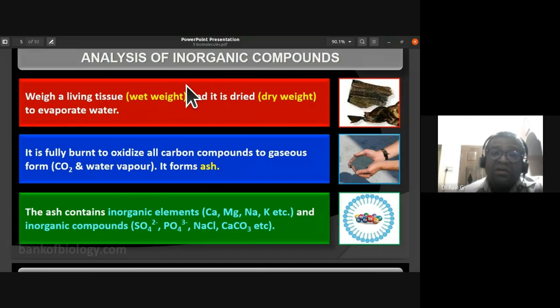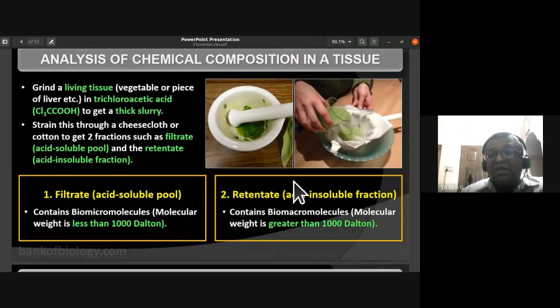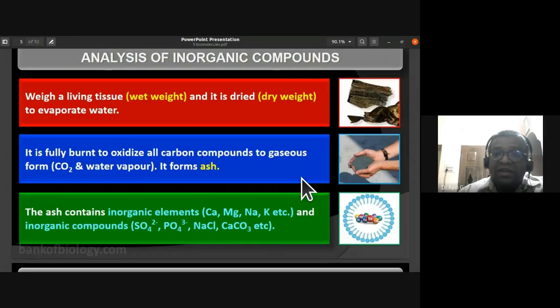The above analysis, that is the previous slide analysis, was more of organic compounds, and the next analysis is wherein we are drying the living tissue and then burning it to remove the organic compounds, and the ash contains the inorganic compounds, inorganic elements as well as inorganic compounds. So that is how we analyze what are the organic and inorganic compounds in a living tissue.